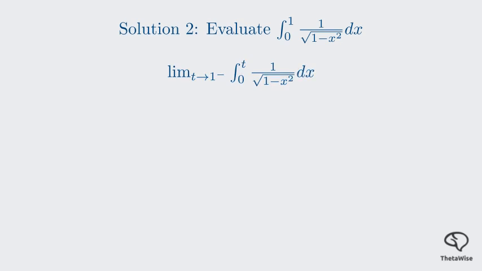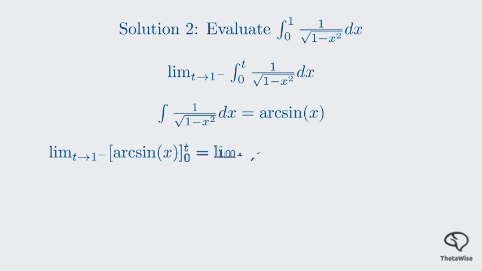The integral of 1 over the square root of 1 minus x squared is a standard integral. The antiderivative is the inverse sine of x. Now we evaluate the definite integral and take the limit. We have the limit as t approaches 1 from the left of the inverse sine of t minus the inverse sine of 0. The inverse sine of 0 is 0.